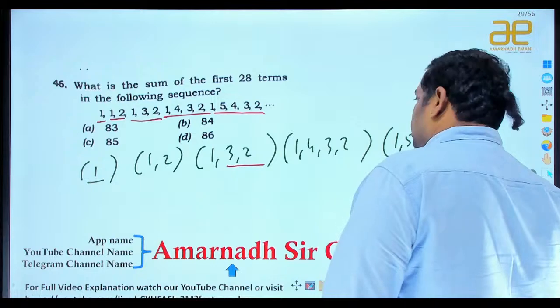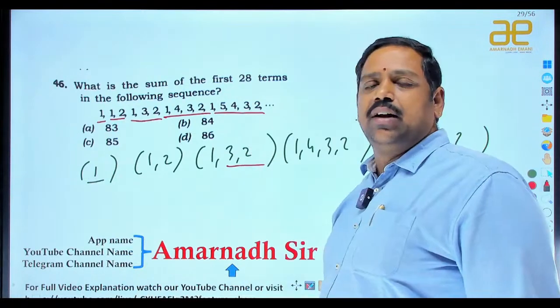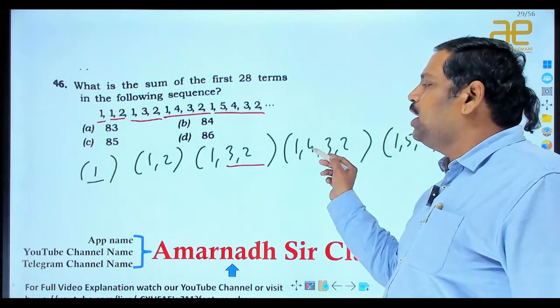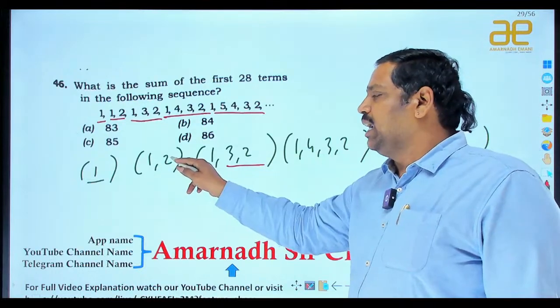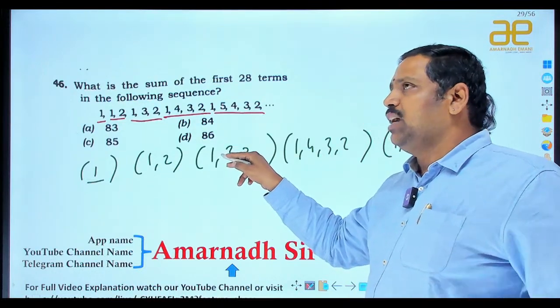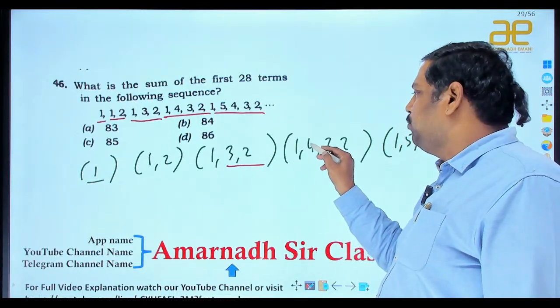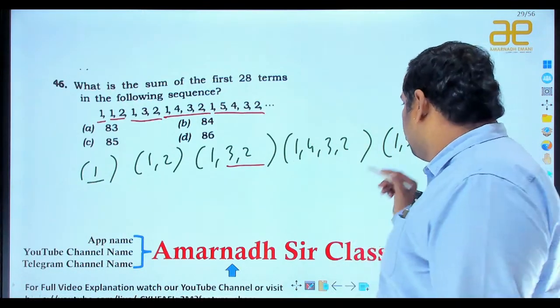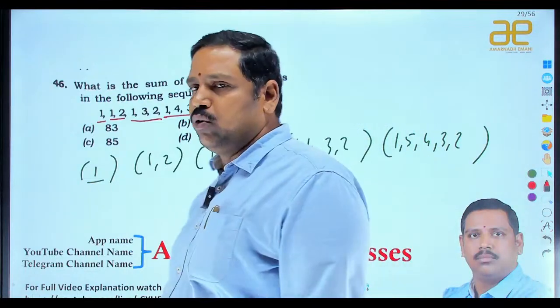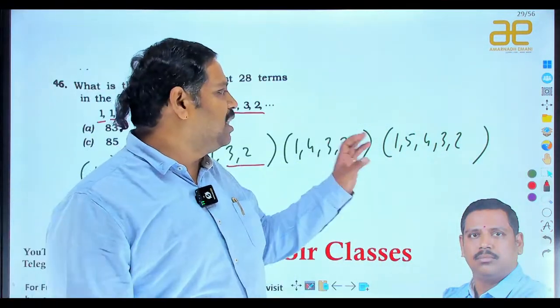So 3 and 2 are written in the reverse order. Now 4 needs to be added, right? So 1, 2 added, 1, 2, 3 added, 1. But those two numbers are in the reverse order, 3, 2. Here 1, 4 needs to be added, 4, 3, 2, in the reverse order. 1, 5 added, so 5, 4, 3, 2. So hope you understand the pattern.